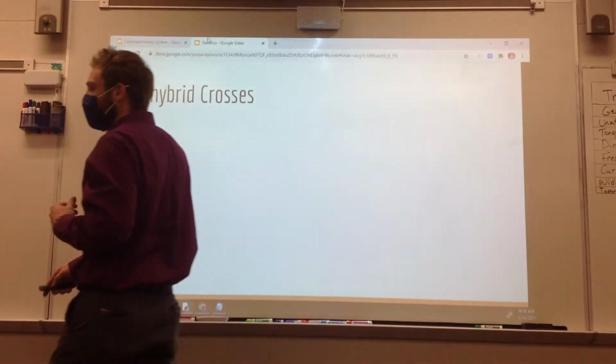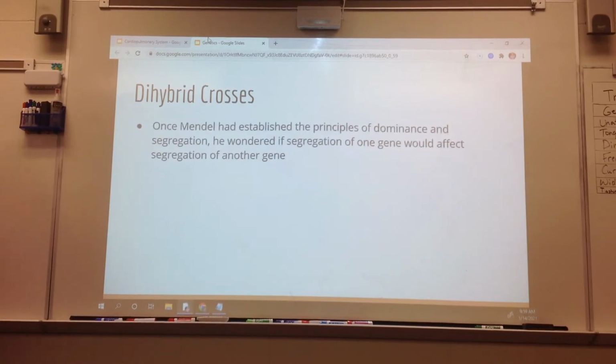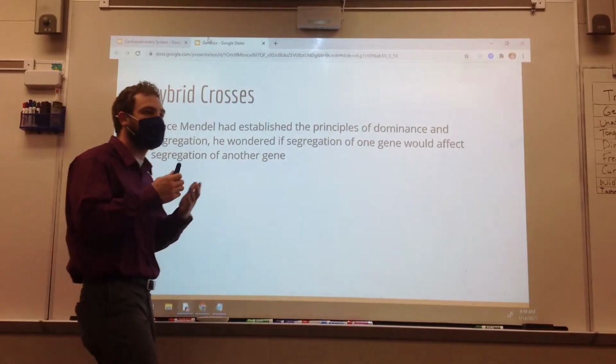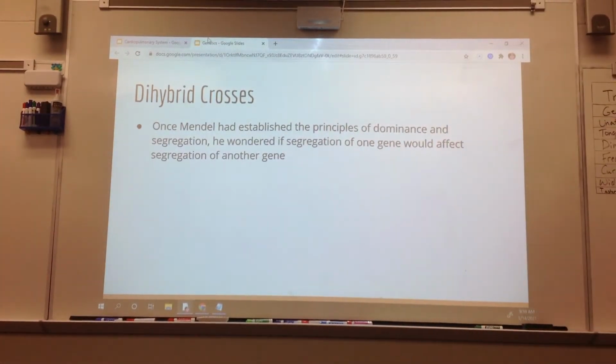Okay, so let's learn how to do these dihybrid crosses here. So we're going back to Mendel. He's already established the principle of dominance and segregation. So he saw that some alleles are dominant over other alleles. He saw that the alleles segregate. So even if you have a heterozygous individual, you can still get the dominant or the recessive allele.